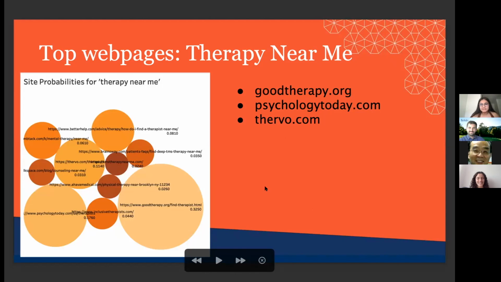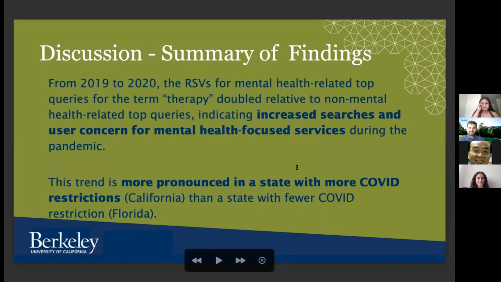But sorry, to move on, a summary of our findings: from 2019 to 2020, the RSVs for mental health related top queries for the term therapy doubled relative to non-mental health related top queries, indicating increased searches and user concern for mental health focused services during the pandemic. This trend is more pronounced in a state with more COVID restrictions, ours being California, than a state with fewer COVID restrictions, being Florida.